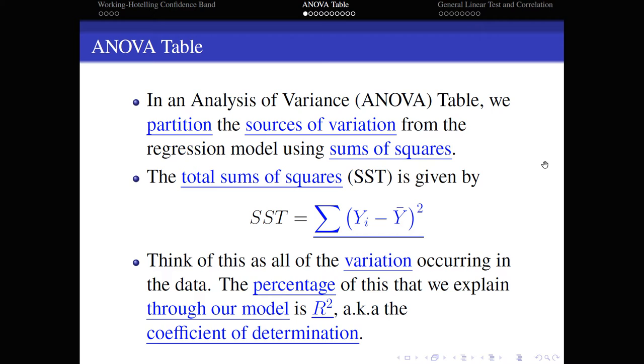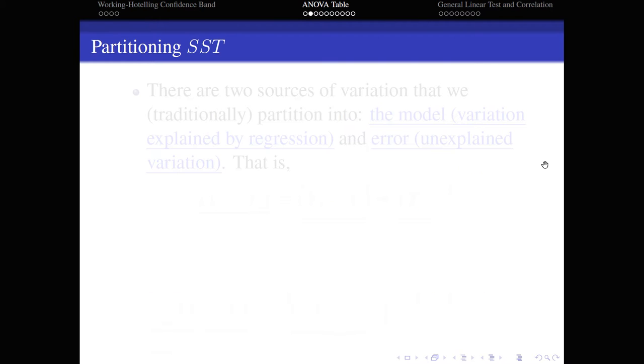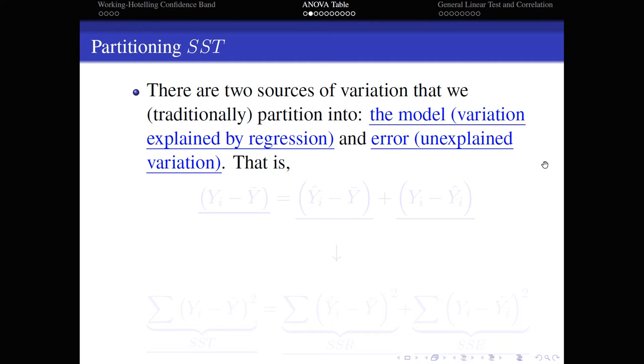Now the percentage of this that we explain is called the coefficient of determination, or R squared. So another thing that we'll discuss in this lecture series is the concept of R squared within the regression model. And actually, now that we're talking about sums of squares, we can start to approach this. That is that R squared is the percentage of the sums of squares total that we explain from our model. Now again, the total variance we're going to split into two different parts of variation: the model variation and the error variation.